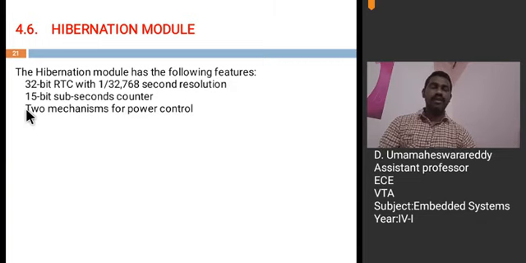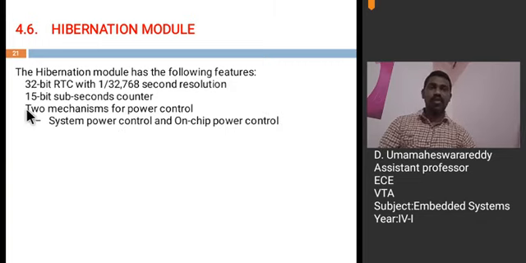Next, it has two mechanisms for power control. One is the system power control and the other is on-chip power control. You can control the system power or on-chip power by disabling and enabling the power supplies coming to the peripherals and processor, as we know. Those are termed as system power control and on-chip power control.